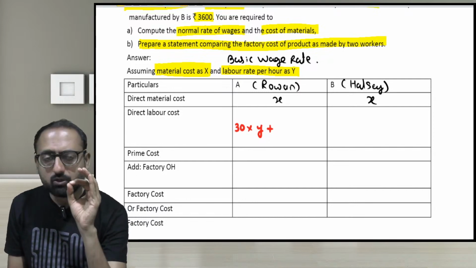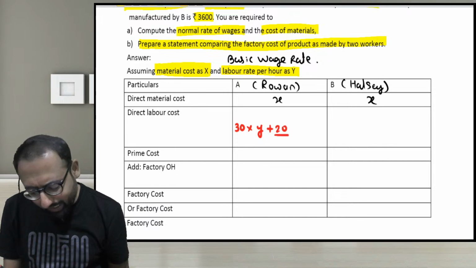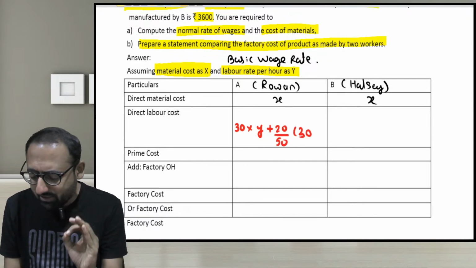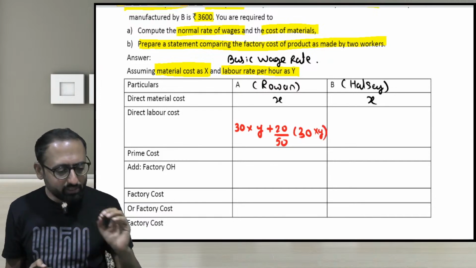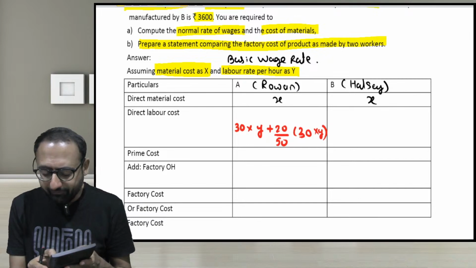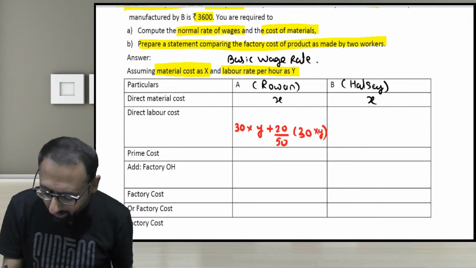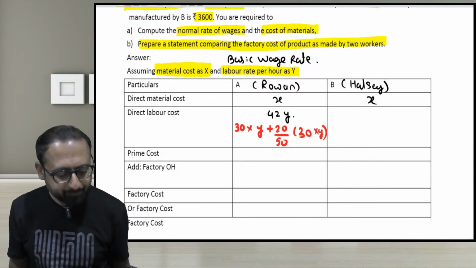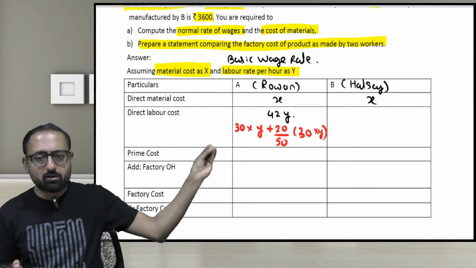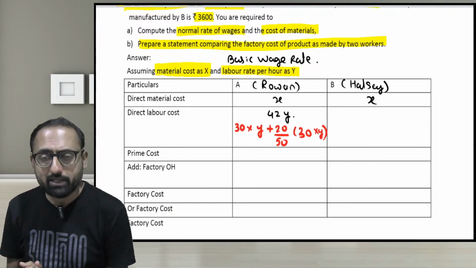Plus, the formula for Rowan: time saved upon time allowed, multiplied by hours worked multiplied by rate per hour. Time saved is 20 hours, time allowed was 50 hours, hours worked is 30, rate per hour is Y. Now immediately you can calculate that: 20 divided by 50 multiplied by 30 is 12. Is it 42Y? Correct me if I am wrong. Try yourself and tell me whether my answer is correct or not. Online students, you'll have to answer quickly.